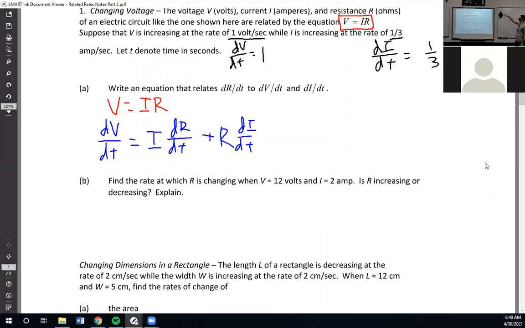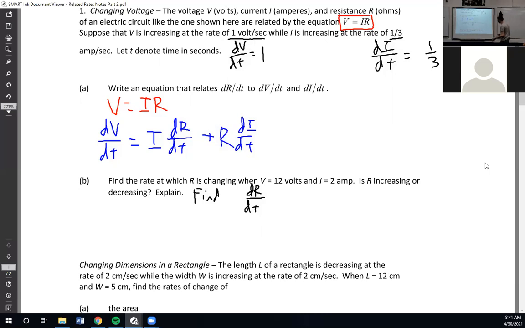And remember, we have dV/dt and dI/dt, and it's asking us to find the rate at which R is changing. So we are trying to find dR/dt. When we have this type of problem, you can solve this one of two ways. You can either, with this equation in front of you, get dR/dt by itself and then plug in all the numbers and just evaluate it out. Or, if you prefer, you can plug in all the numbers and then solve for dR/dt.